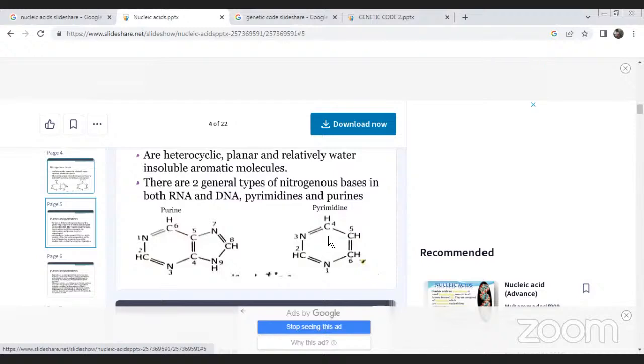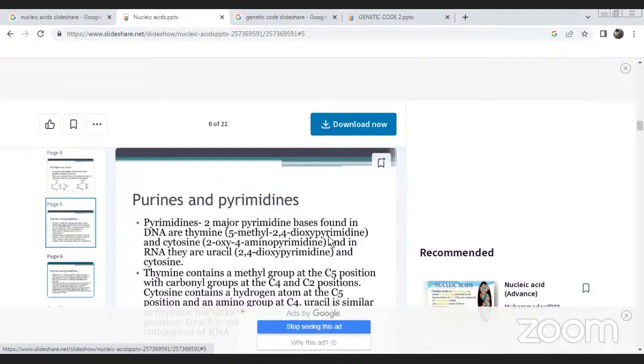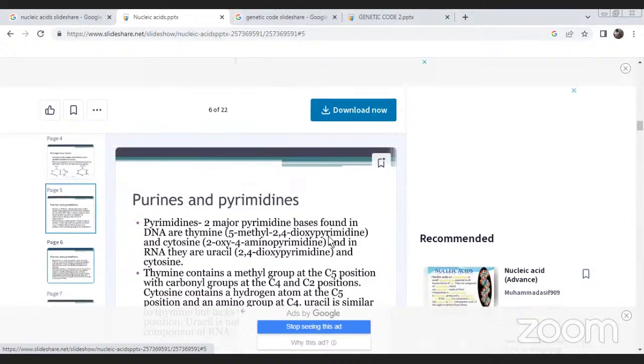Okay, purines are over. Next is the pyrimidines. Adenine and guanine are both purines. The sixth position of adenine contains an amino group, and in guanine the second carbon position contains an amino group.